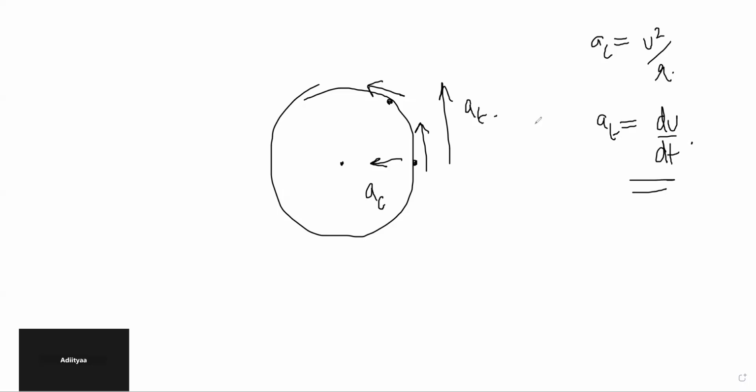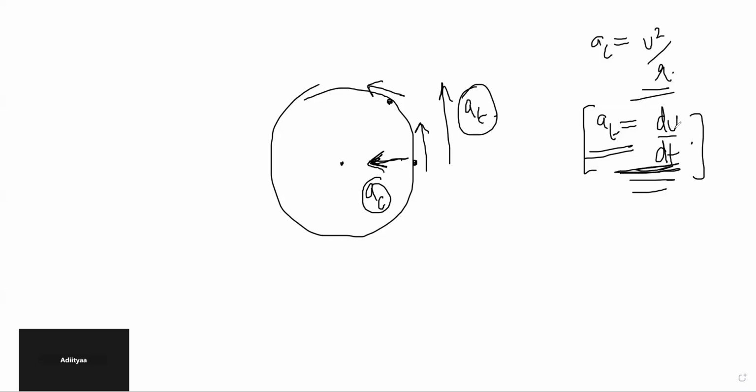If the speed is not changing, then there is no tangential acceleration. What I'm saying is the direction is already set. I've already shown you the two directions. Right now I am telling you only about the magnitudes of them. Then AT would be 0.